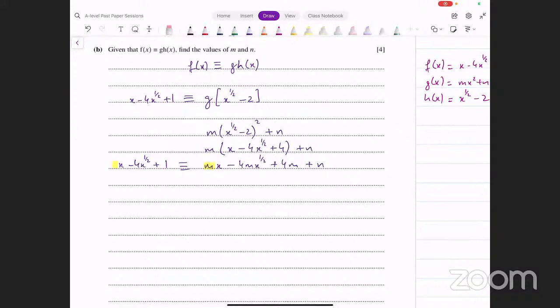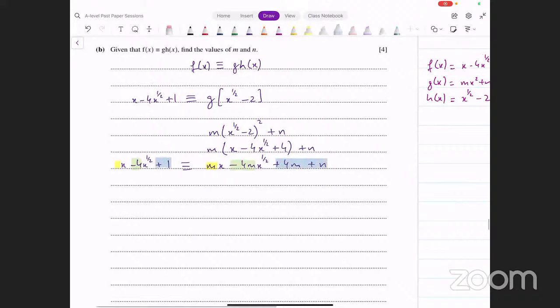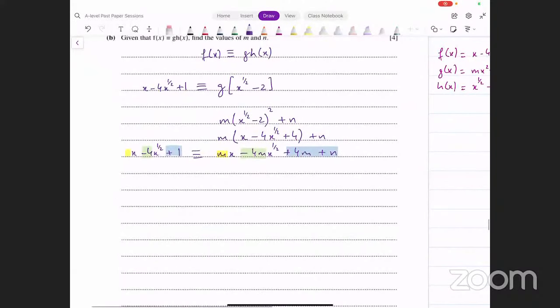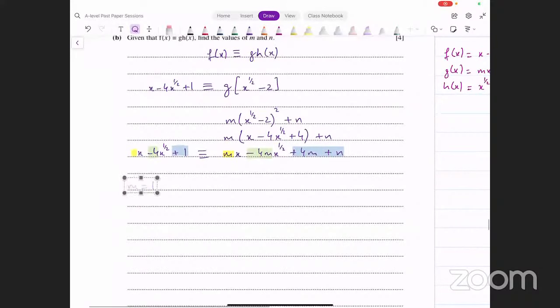लेफ्ट साइड पे जो x raised to power 1 over 2 का कोएफिशिएंट है, that should be equal to the coefficient of x raised to power 1 over 2 on the right side. So this should be equal to this. And then constant should also be the same. 4m plus n should equal 1. ये आपके पास तीन इक्वेशंस बन गई. फर्स्ट से आपके पास क्या आ गया? m equals 1. जब आप x के कोएफिशिएंट्स को कंपेयर करेंगे, you get m equals 1 from that.